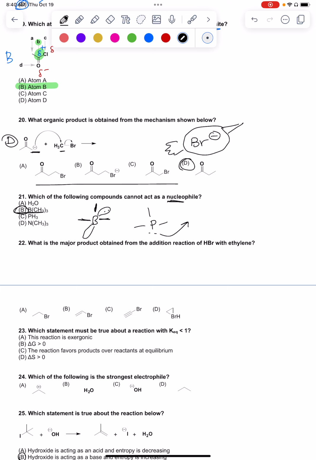It's got that negative charge on it. And nitrogen is just like phosphorus. It's got those lone pairs, so it's going to do the same thing. So boron's the only answer here, and that's just because it's unhappy. It's never going to be able to give electrons away, especially if it's bonded to three things. So that one's B.